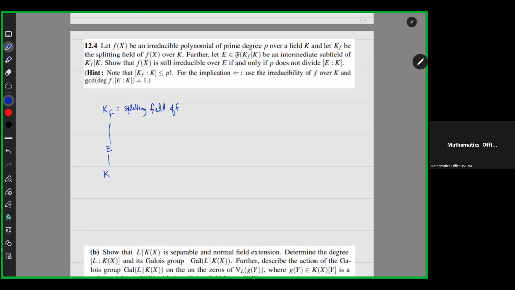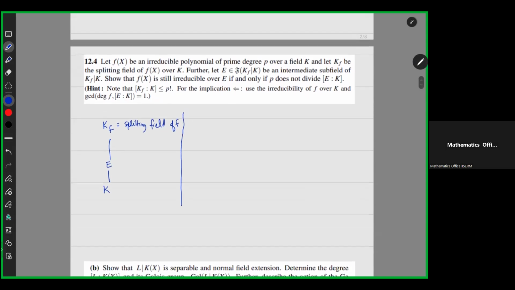Now let's see how we can do this. If something is a root of f, we just attach it to E. Let's start with this. Let alpha belonging to K_f be a root of f.